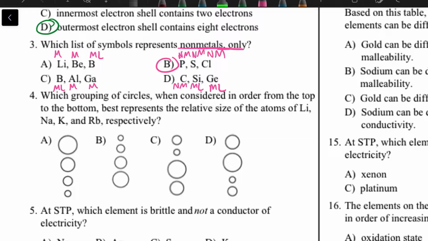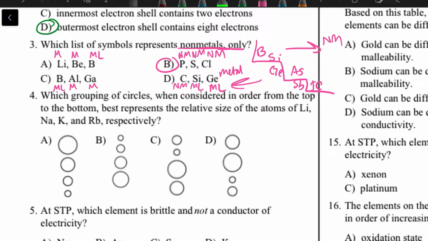Just remember you have your staircase, which looks like this. Anything on that staircase is a metalloid. Everything to the left of it is a metal. Everything to the right of it is a nonmetal.